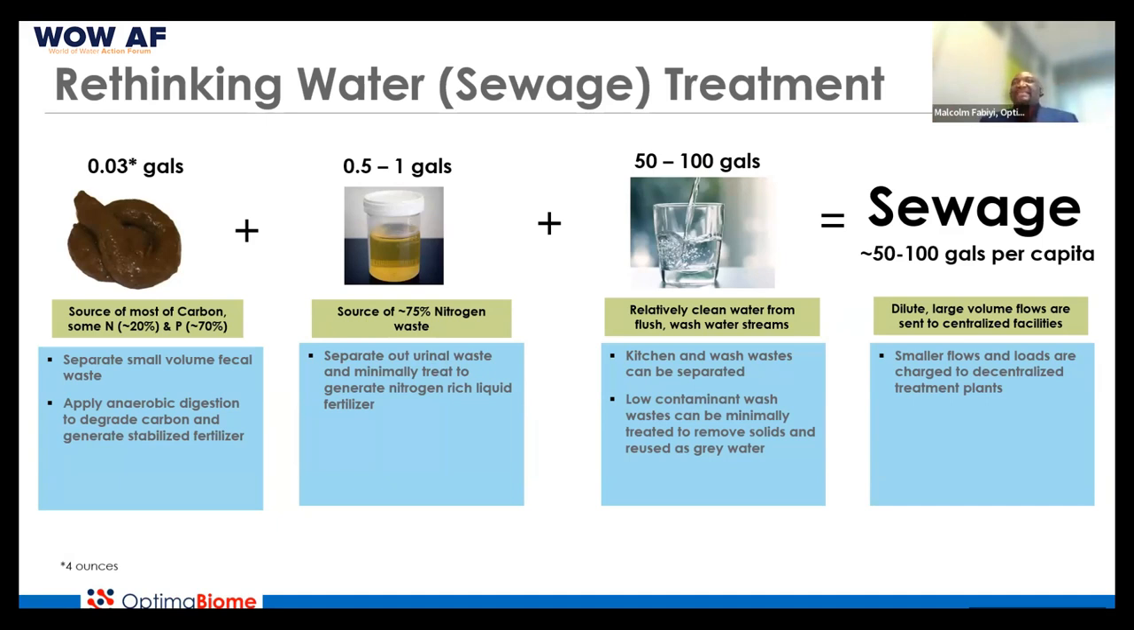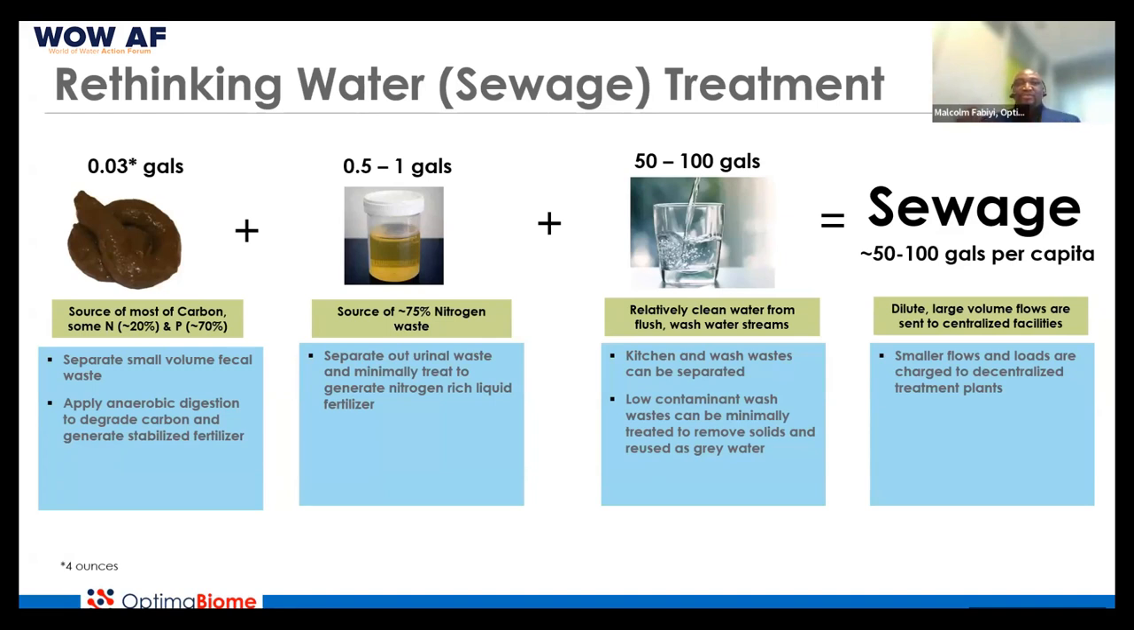So in the United States, the average sewage generated per person is about 100 gallons of sewage per day. And what we're basically doing is taking 1 combined gallon of waste from urine and feces, and then diluting that with 99 gallons of what is arguably almost clean water from flush, from wash waters, and that's what we're sending to these big treatment plants.